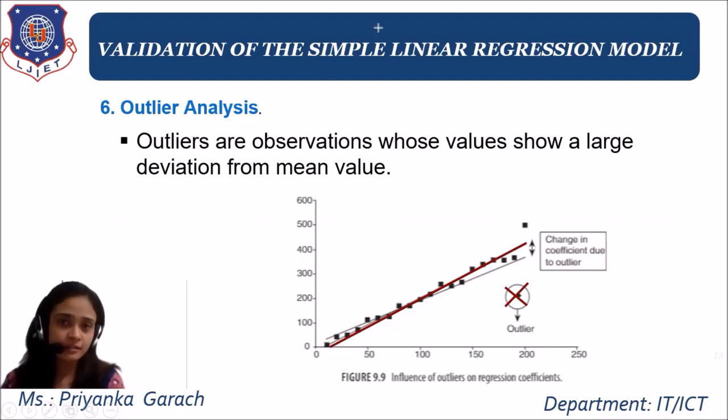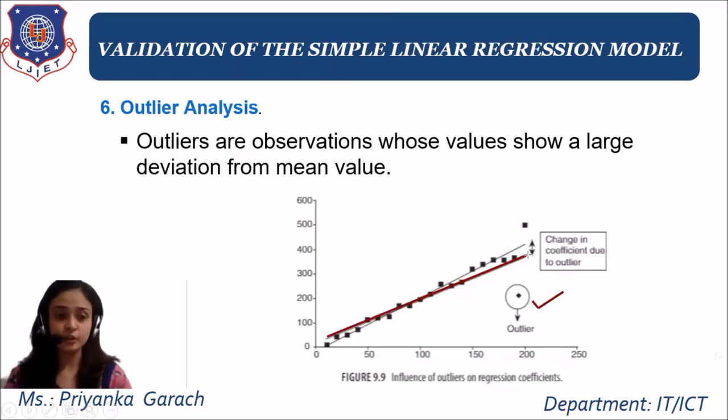Now, if I consider this particular outlier, then what will be my regression line? You can see that my regression line will be like this. It means my coefficient will change. The coefficient means the intercept and the slope. Then you can see that my line starts from here and you can see the slope of the line. So this particular outlier will change the coefficient of your simple linear regression line.